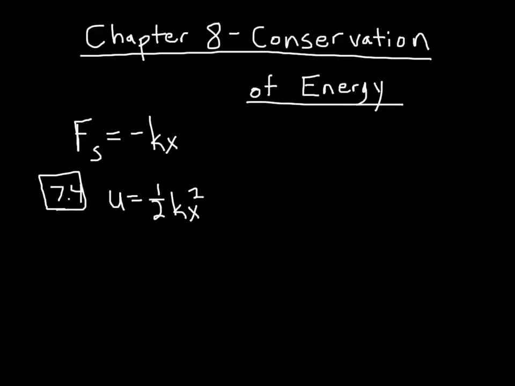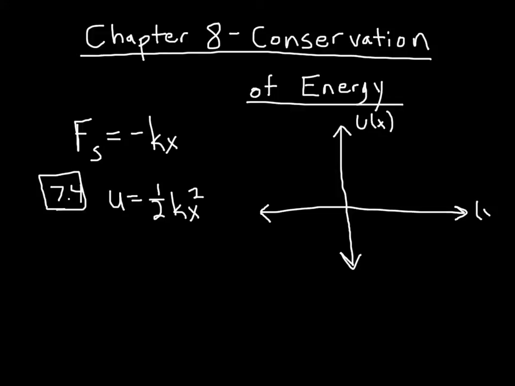And we can plot this in a graph. So we have a U-axis, U as a function of x, versus x, position. And if we graph this, we see a little x squared shape. What this is telling us is how the energy of this particle, of this spring, changes as a function of its position.